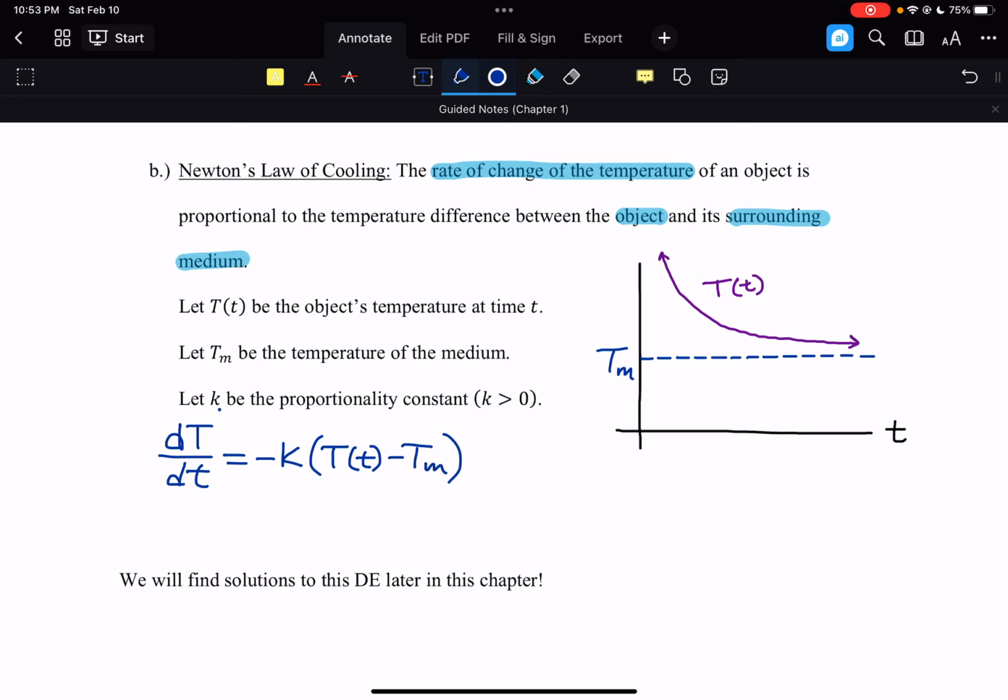And again, this is where k is what we call the proportionality constant, greater than 0. Notice there's always going to be a negative in the front because the temperature is shrinking. And then T of t is the object's temperature, and T sub m is the temperature of the medium or the room that it is in. We will be looking in a future section at the actual solutions to this differential equation, how we can find those solutions, and then how we can apply those to solving problems. But that will come in a future section.